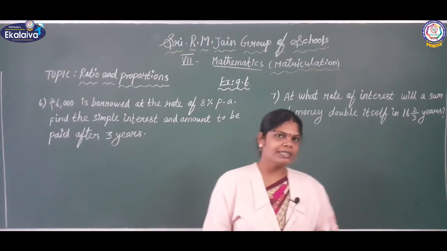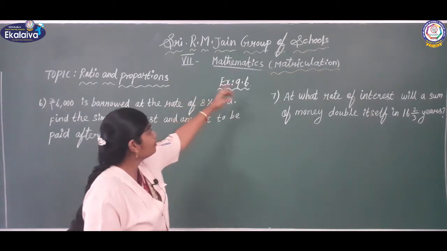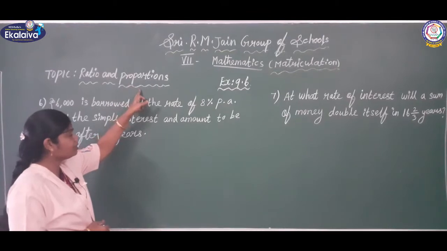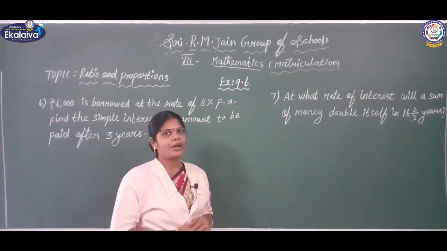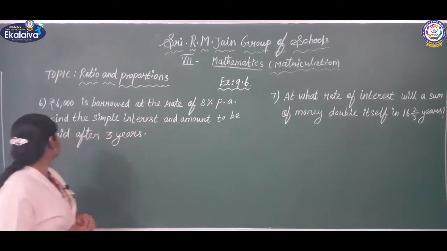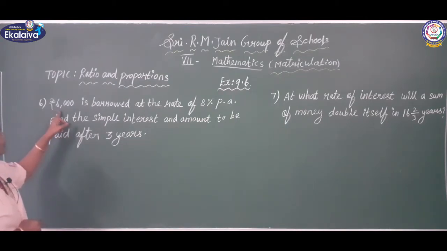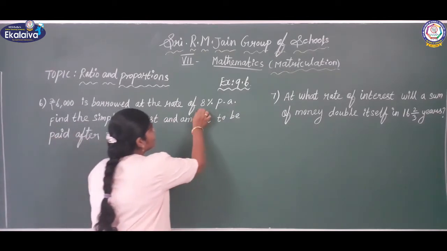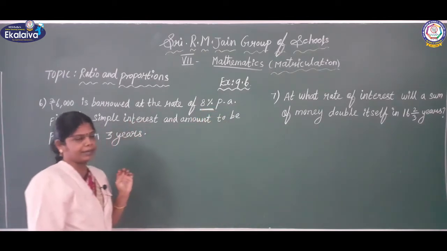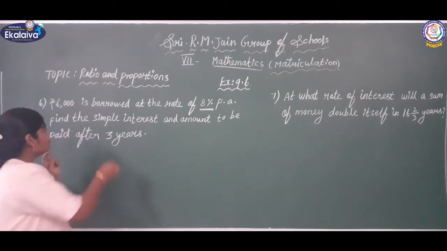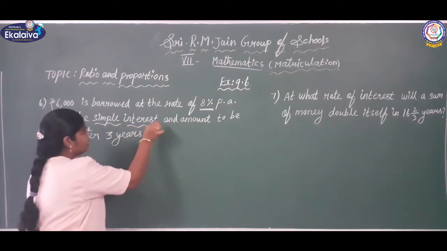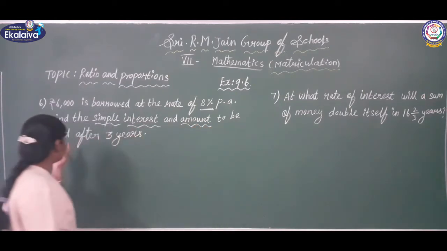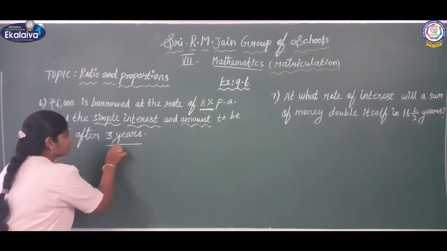Today we are going to see 7th standard matriculation maths. The topic is ratio and proportions, exercise 9.6. Question number 6. Rupees 6,000 is borrowed at the rate of 8% per annum. Find the simple interest. We need to find out the simple interest and amount to be paid after 3 years.